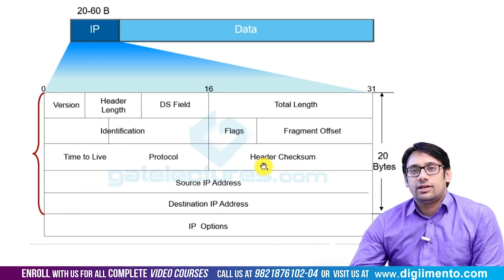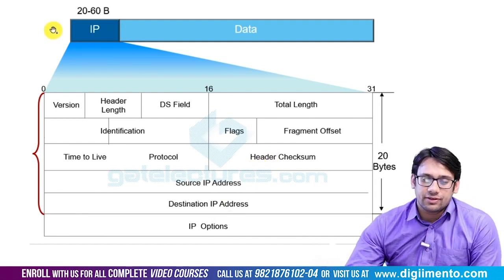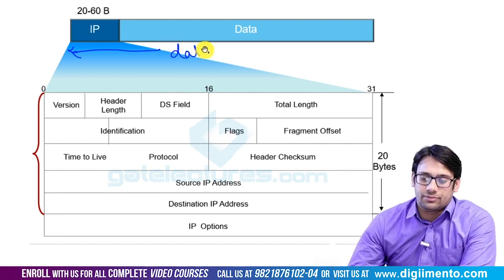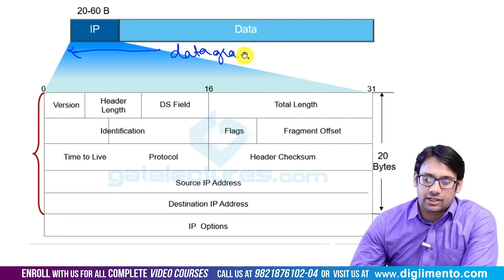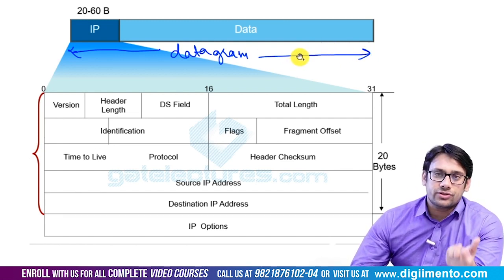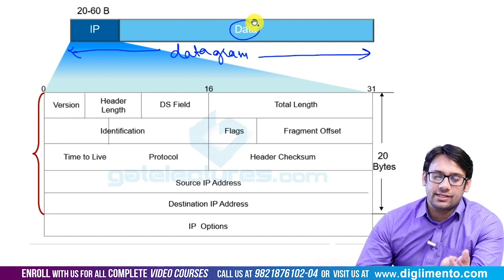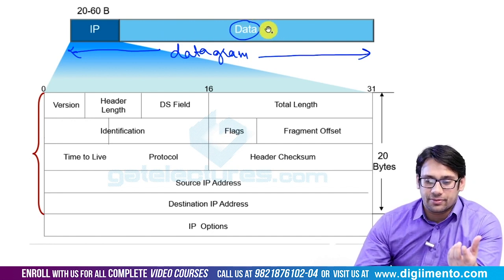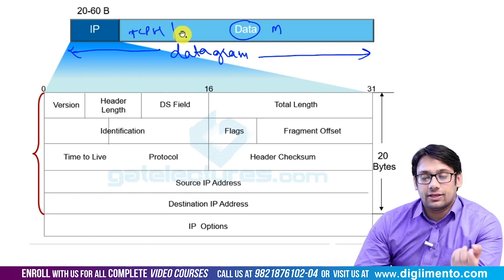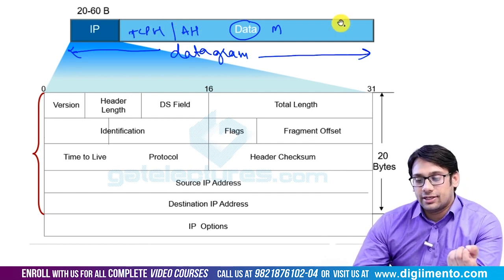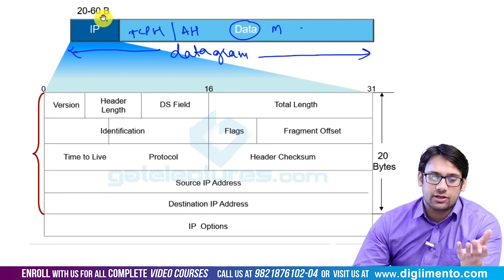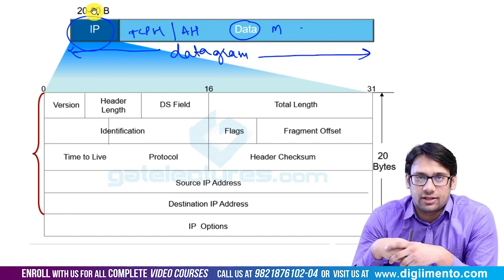Now look at this diagram. In this diagram, we have represented the entire datagram. Okay. And we are looking at this IP header. Before this IP header, this datagram actually contains various parts. It contains the message, the TCP header, and even the application layer header. This is the information that this datagram has. But still, we are only interested in studying the IP header here.